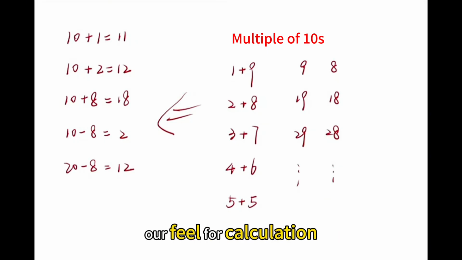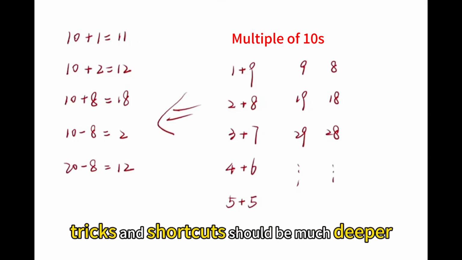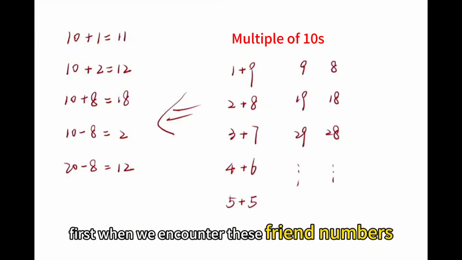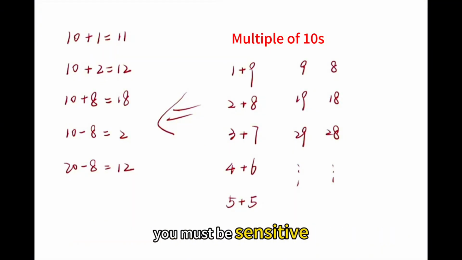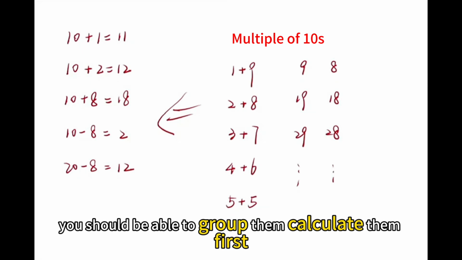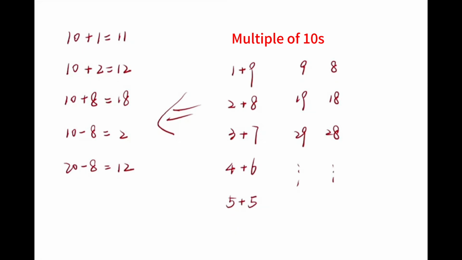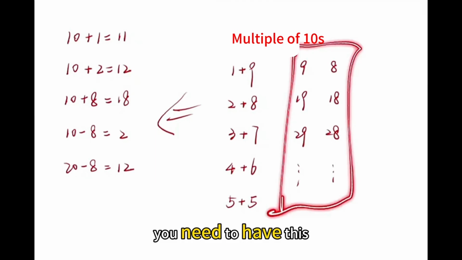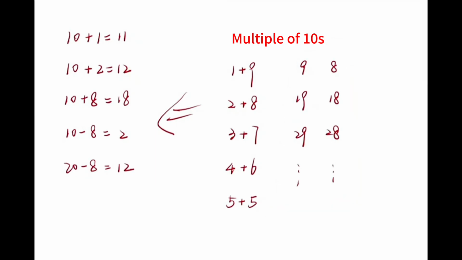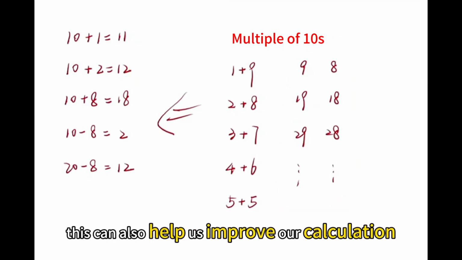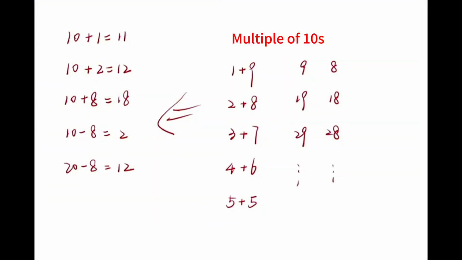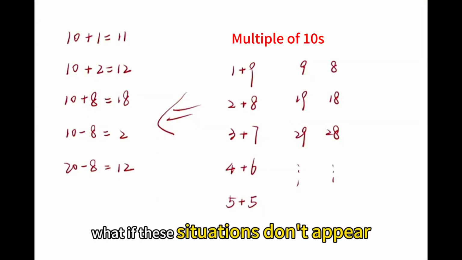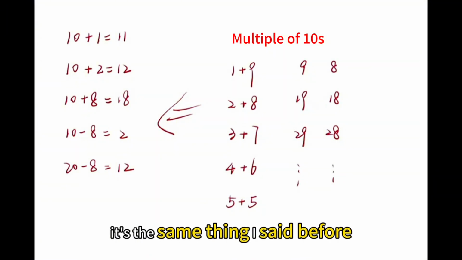From today on, our feel for calculation tricks and shortcuts should be much deeper. First, when we encounter these friend numbers, you must be sensitive. You should be able to group them, calculate them first, and use the shortcut. Second, when you encounter these numbers ending in 9 or 8, you need to have this awareness of making a whole number. Okay, this can also help us improve our calculation speed and accuracy. But let me say it again. What if these situations don't appear? It's the same thing I said before.